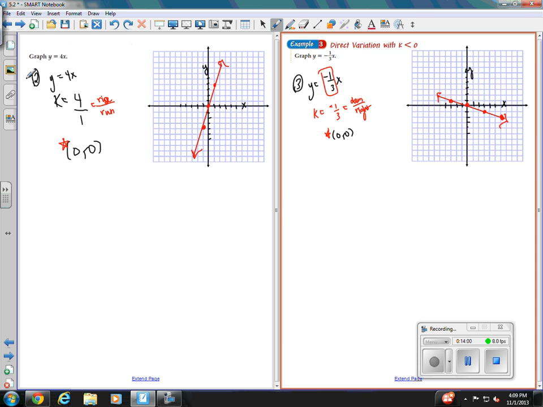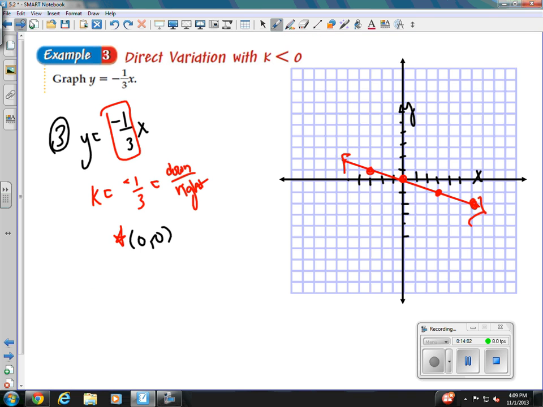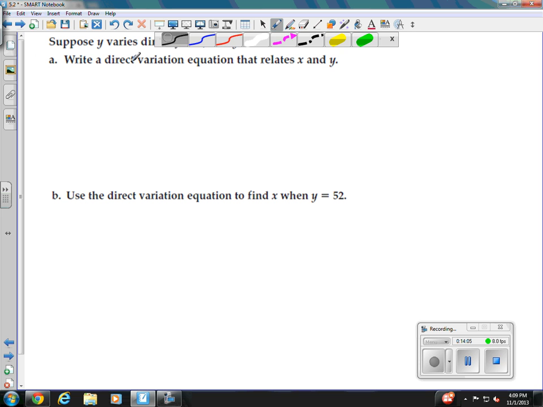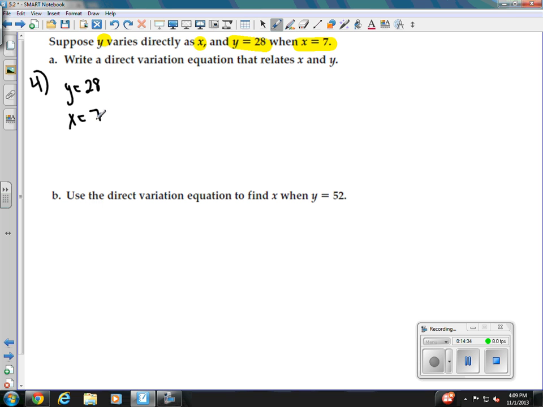All right, now let's look at our last example, example 4. Given this prompt, write a direct variation equation that relates x and y. It says, suppose y varies directly as x, so that's our definition for direct variation. It says if y equals 28 and x equals 7. Let's write that down. We have y equals 28, x equals 7. And now we need to write an equation.